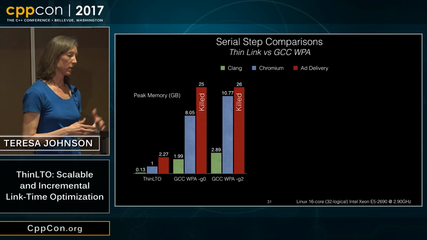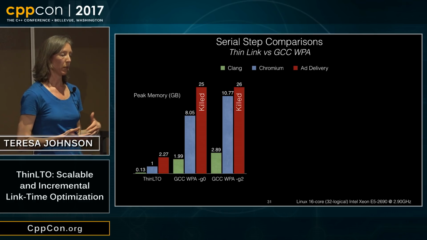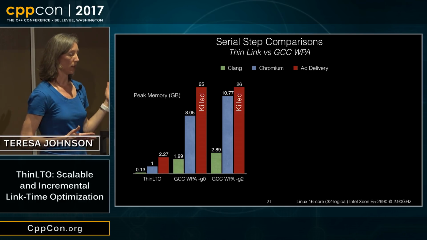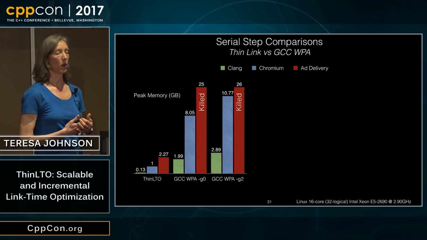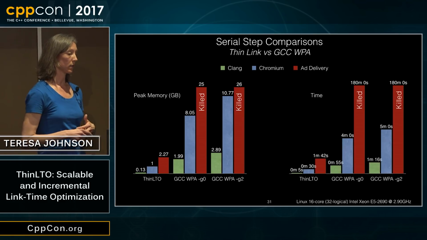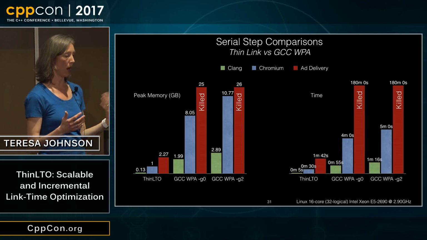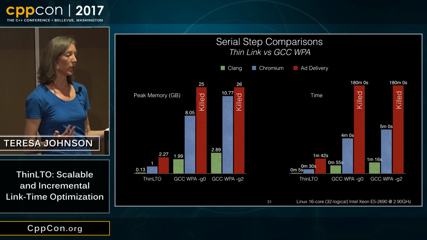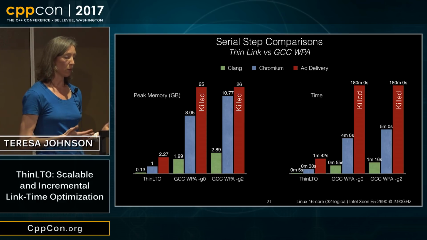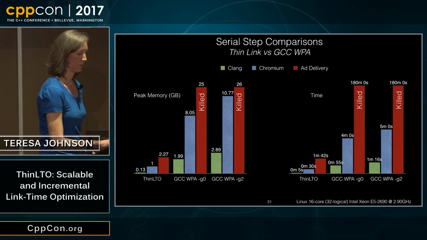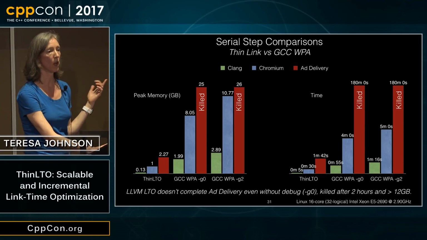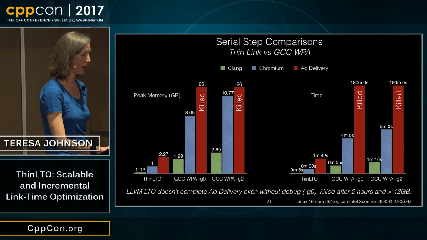So there's one set of numbers for ThinLTO. As you can see, ThinLTO gets a bit bigger for the larger applications, but it's quite restrained in how much it grows. With GCC, it grows quite significantly, and particularly for Ad Delivery, even without debug info, we couldn't compile it. We ended up killing it off after more than 3 hours and around 25 gigs of memory. The time results look similar. ThinLTO gets a little bit slower for Ad Delivery, but it's still under 2 minutes. For GCC, because it's operating on IR, it simply takes a lot more time. And as expected, LLVM's LTO, which is monolithic, also cannot compile Ad Delivery.